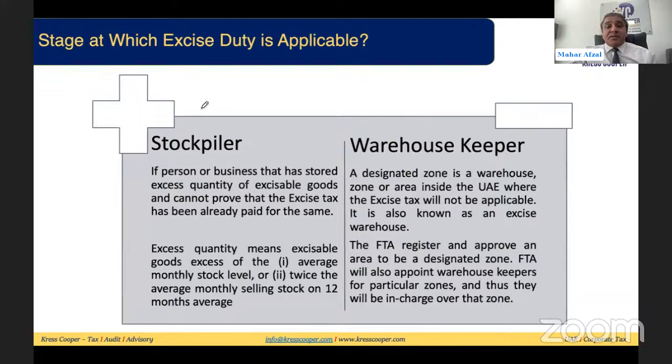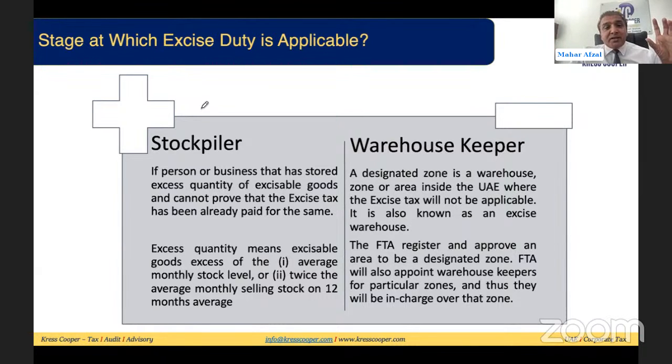Stockpiler: if any person or business has stored goods in excess quantity of excisable goods and cannot prove that excise duty has already been paid on those goods, then the person will be considered a stockpiler. The stockpiler definition has been given in the guide. Excess quantity means excisable goods in excess of the average monthly stock level. We need to consider the average stock level for the previous 12 months divided by 12. You will get a monthly stock level. If the goods are more than the monthly stock level, then you will be liable to pay excise on the excess quantity on which you have not already paid the excise.